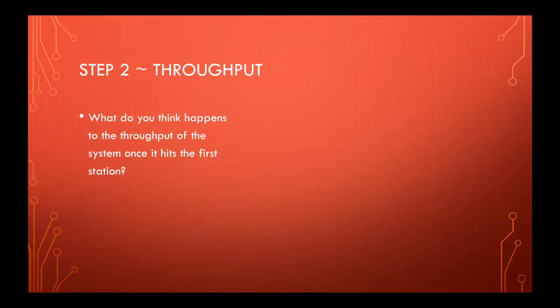The next thing that we have to solve for each individual station is the throughput. So first, think about what would happen to the throughput of the system once it hits that first station. I'll wait a couple moments while you think about what would happen.